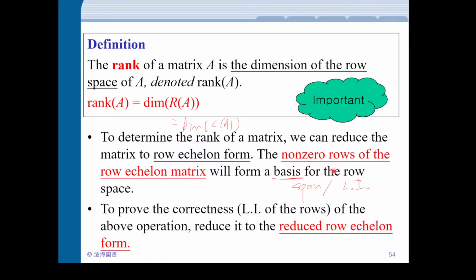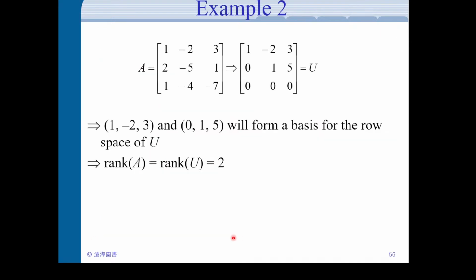So those rows span the same space we satisfy. And if you want to prove this is a basis, then you need to prove that those vectors are actually linearly independent. To show that this is true, you just put it into reduced row echelon form, and it's very easy to see that in reduced row echelon form, each non-zero row is linearly independent.